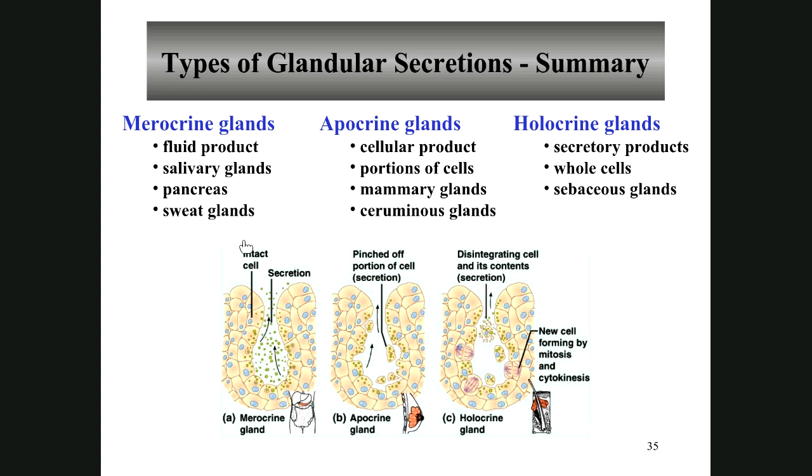Again, show you the same thing. Merocrine, good example, circle this sweat gland. Apocrine, good example, mammary gland. Ceruminous gland is also known as your earwax. Okay. Holocrine, sebaceous gland. The whole cell. So circle that. So know the type of secretion and where you might find that. Okay. And that could be a statement in your review sheet, for example.